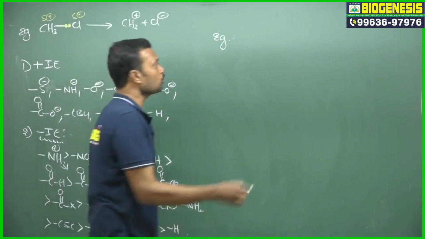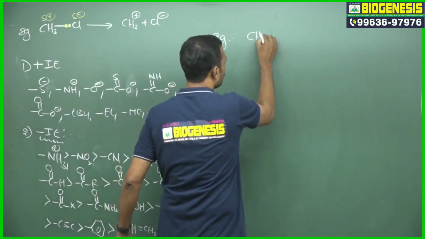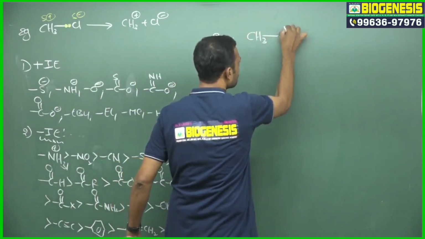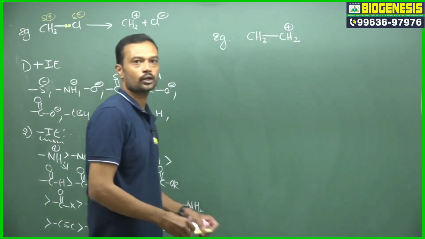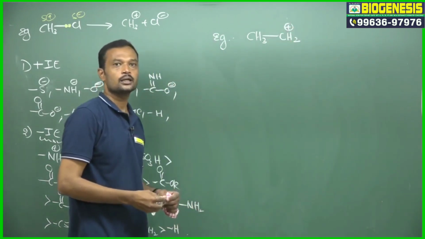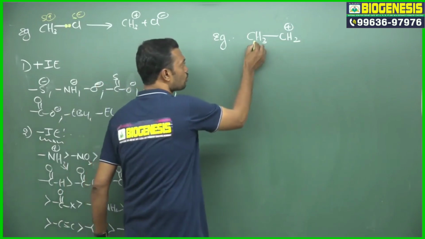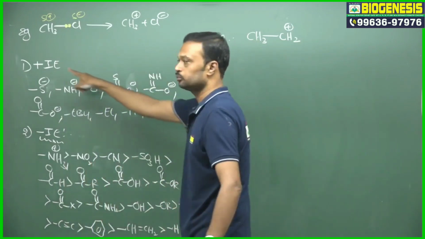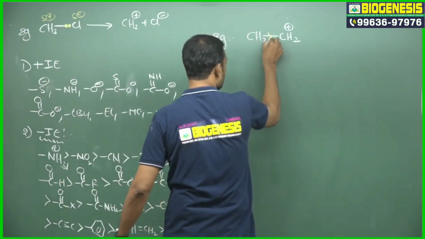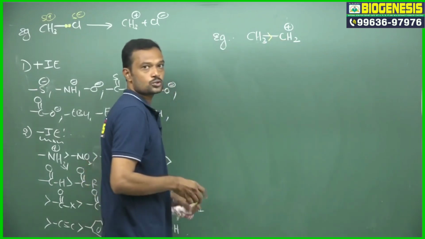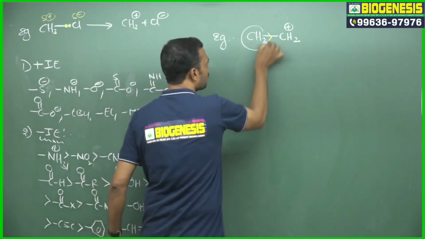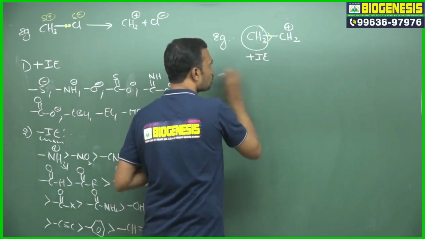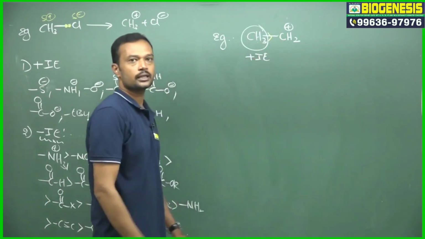I am taking a carbocation. Now this is CH3 and here I am taking CH3 plus carbocation. We know carbocation is electron deficient. Now what is the role of CH3? CH3 is a releasing group. It will release electrons through this sigma bond. This is an arrow which shows like this. So this group is a plus IE group. Plus IE group releases electrons, stabilizes the cation.